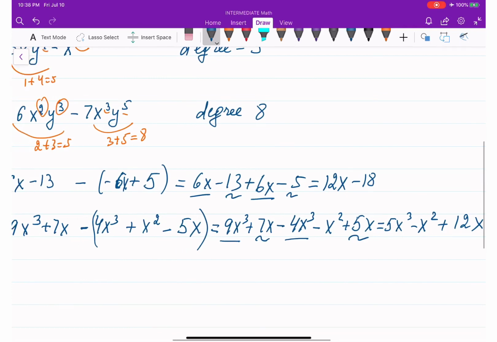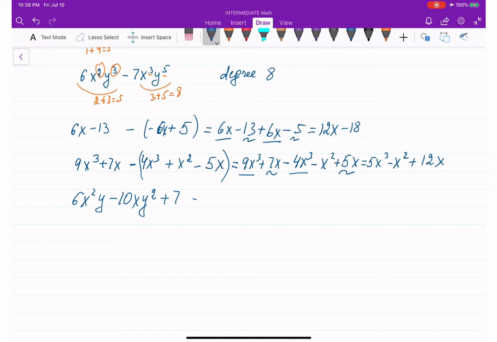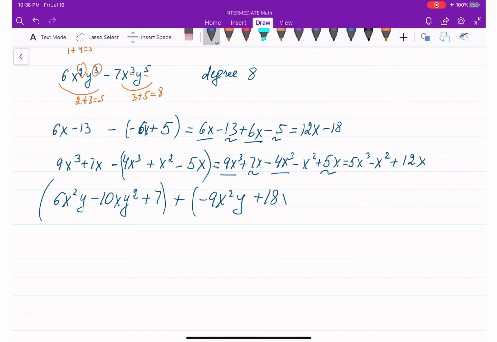Okay, so let's do one with two variables now. 6x squared y minus 10xy squared plus 7, and then plus negative 9x squared y plus 18xy squared, and then minus 10.